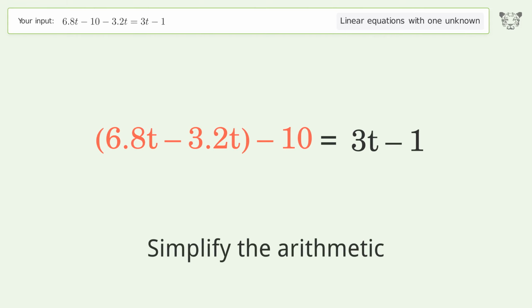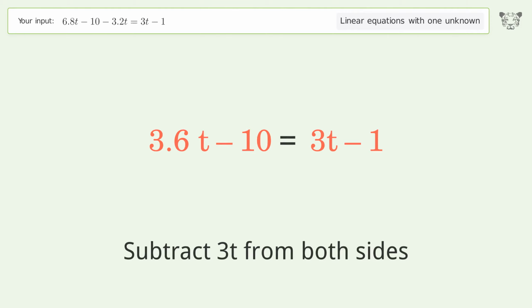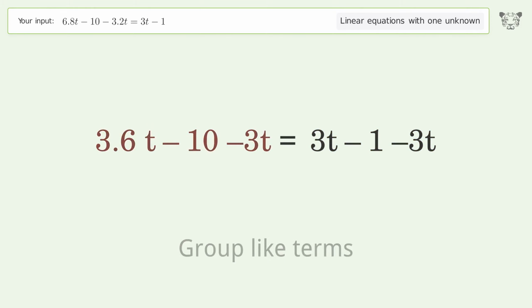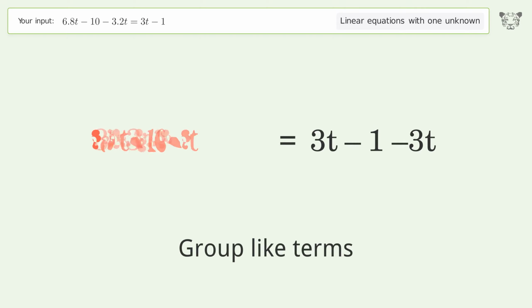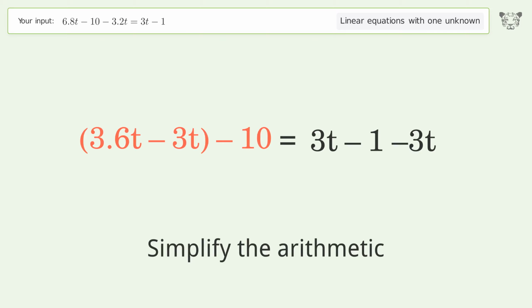Simplify the arithmetic. Group all t terms on the left side of the equation. Subtract 3t from both sides. Group like terms. Simplify the arithmetic.